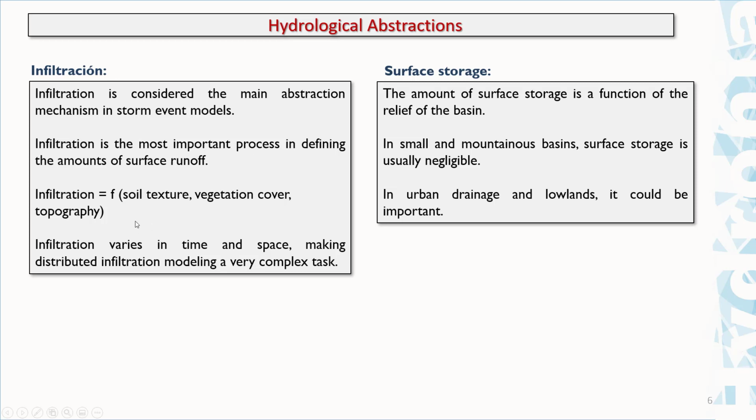Infiltration is going to be a function of the soil physical characteristics, knowing the soil texture, and also is a function of the vegetation cover, the land uses and the topography. What happens is that the soil texture, vegetation cover, and also the topography are changing in space. Therefore, analyzing this infiltration process in space is very complex. In the case of surface storage, in a small and mountainous basin, surface storage is usually negligible. But in the case of urban drainage and lowland, it could be important.